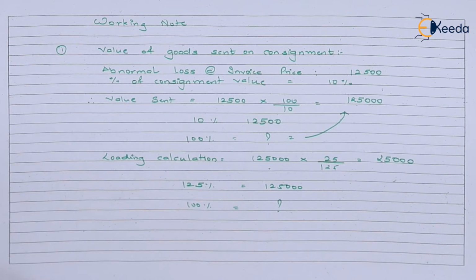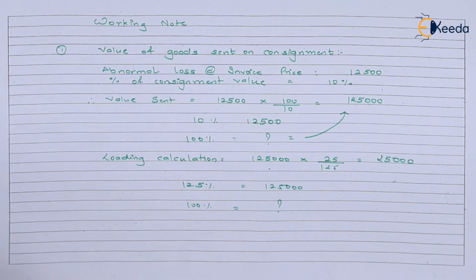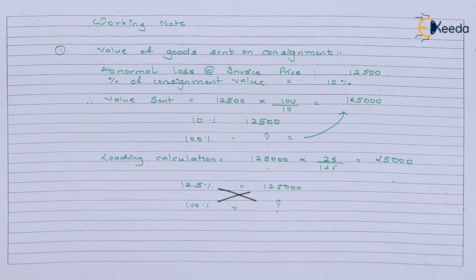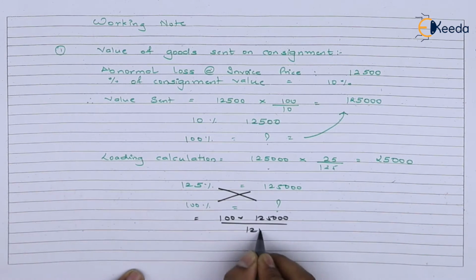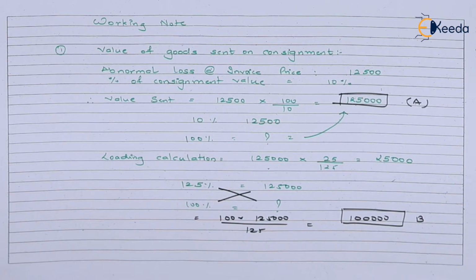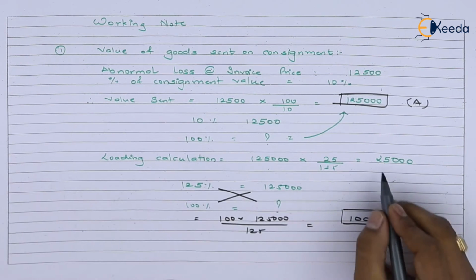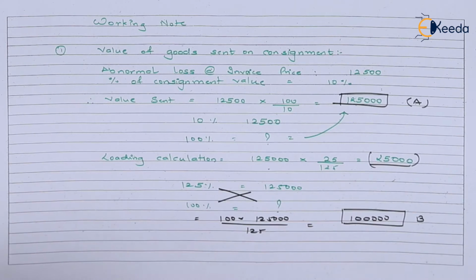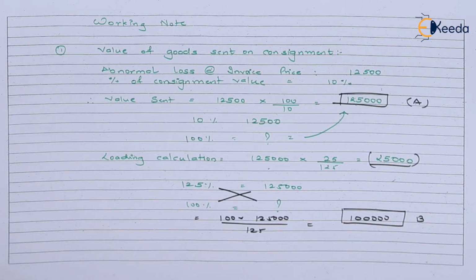To do an effective calculation, we'll just cross multiply here. As you can see, we have mentioned A and B here, A being the total invoice price, 1,25,000, and B being the cost price, that is 1 lakh. The difference between them is 25,000, and that is the loading charge that we have derived. Now this clears the calculation of the loading charge. Let's go on to the next working note.